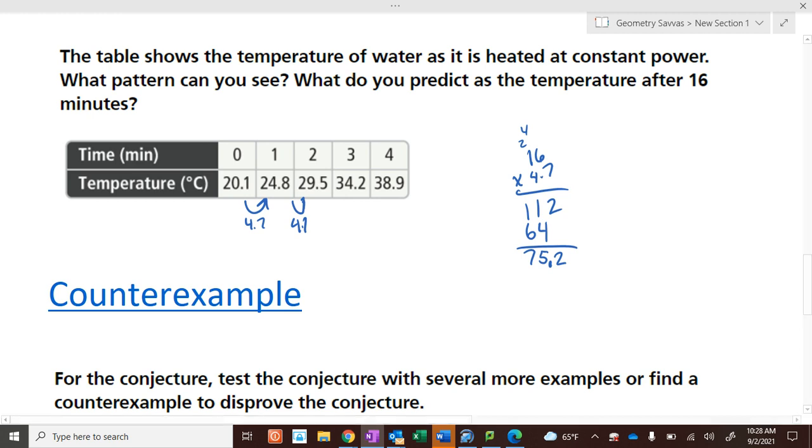No, it's not 75.2 degrees. Where did I go wrong? The answer is not 75.2 degrees. Mia?